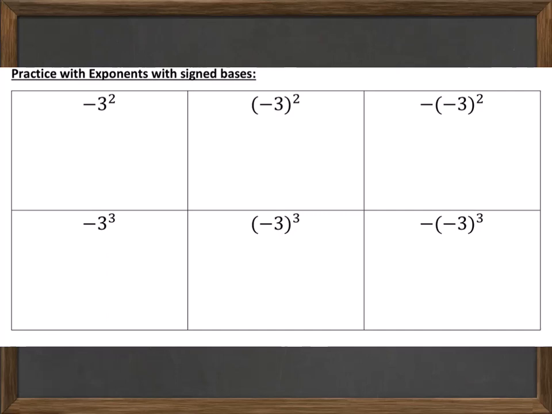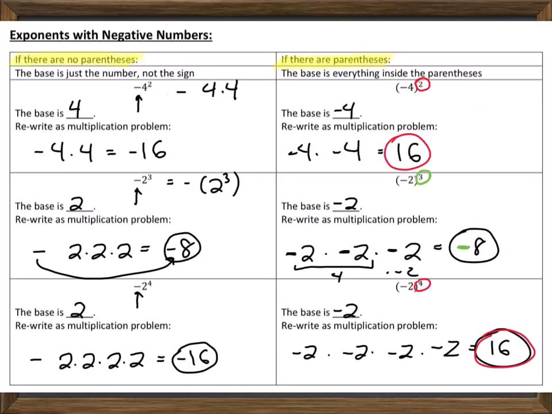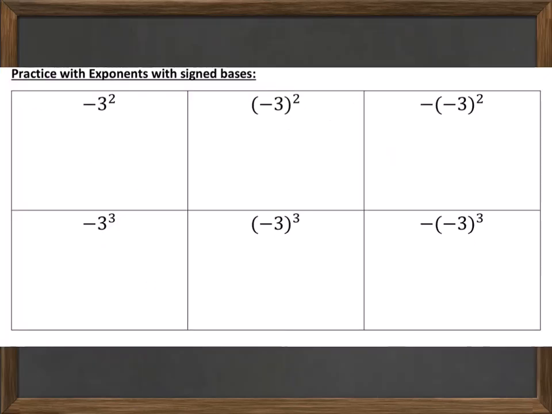So negative 3 to the second power. Is this negative sign getting duplicated? Is that what's meant by this notation? Well, we can go back here and check, right? And the answer is no. There are no parentheses, so we only write that negative sign once. So we have negative 3 times 3, which is negative 9.